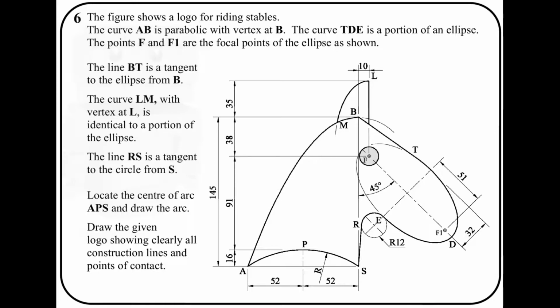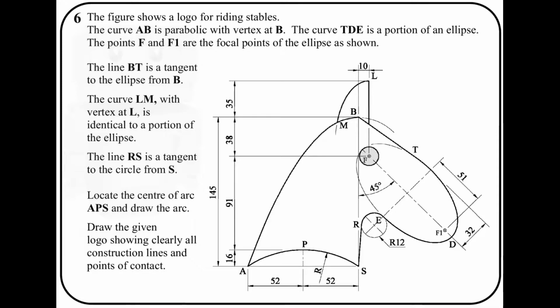There's quite a lot in this question in the information that they give us in comparison to some of the other ones. But when we look at it, it isn't actually too bad. For our parabola, we're given the height and width of half of the rectangle that we'll need for drawing that, so that's okay. The arc APS can be found relatively easily. Again, that isn't too bad.